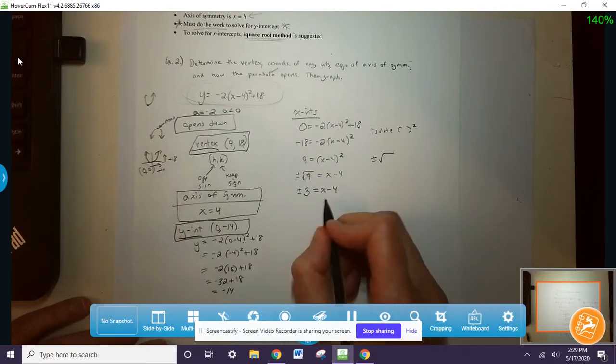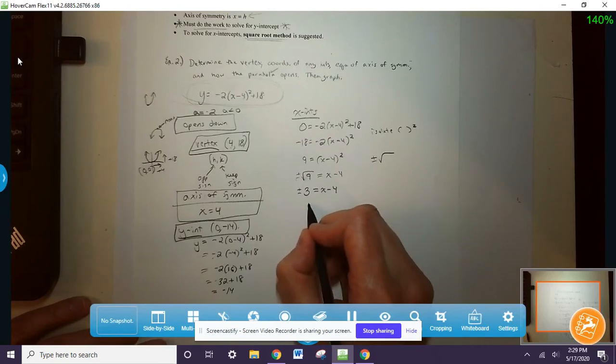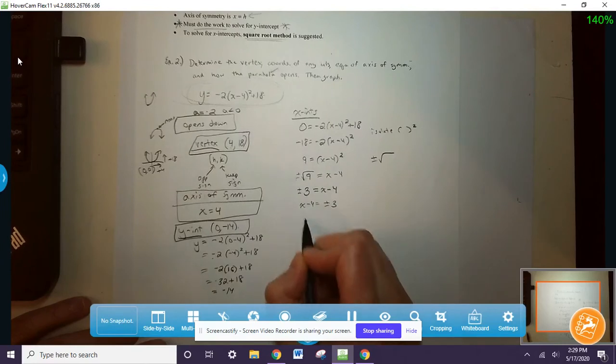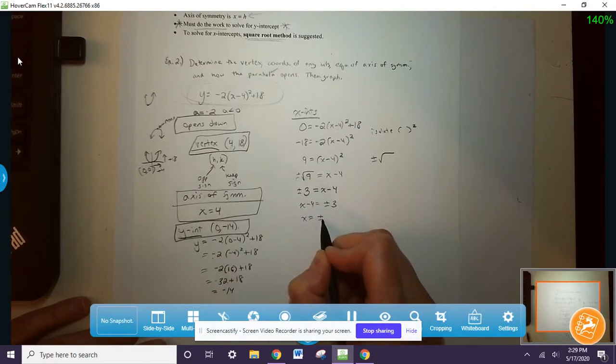And now to finish solving for x, let me switch the two sides. When we solve for x, we're going to add 4 to the other side. This gives us 2 answers. What are those 2 answers?